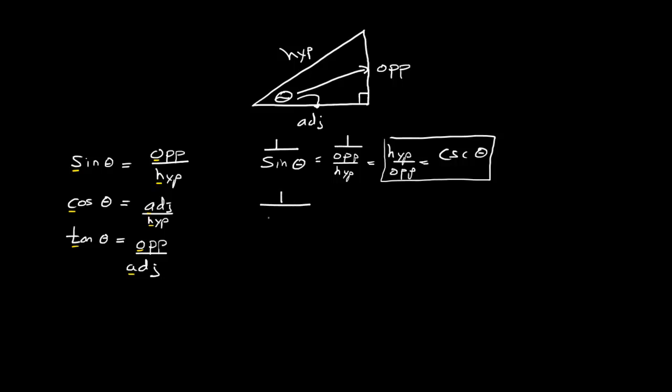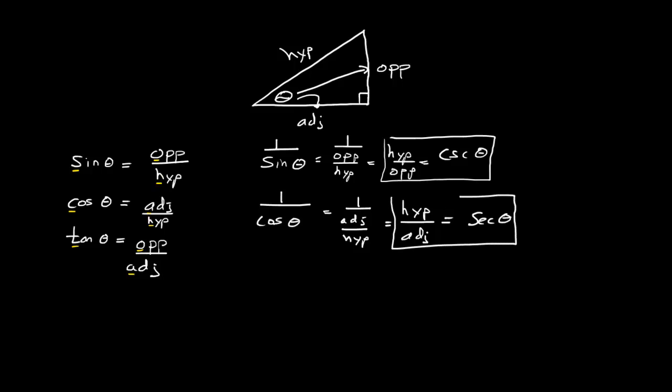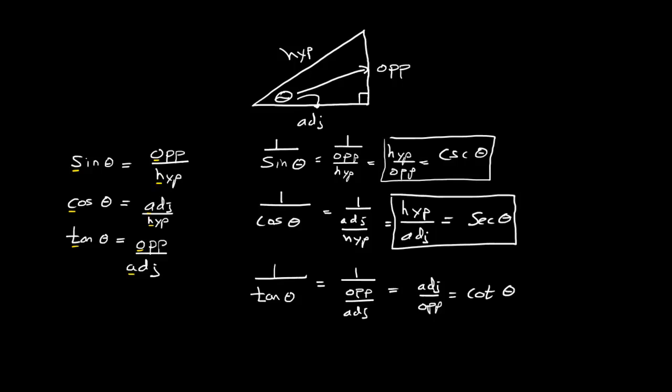If we take 1 and divide it by cosine of theta, we're taking 1 and dividing it by the adjacent leg over the hypotenuse, and this is going to give us the hypotenuse over the adjacent leg, and that is how we define the secant of theta. And that's our next trig function. And lastly, if we take 1 divided by the tangent of theta, that means we're going to take 1 and divide it by the opposite over the adjacent, and that's going to give us the adjacent over the opposite, and this is how we define the cotangent of theta.